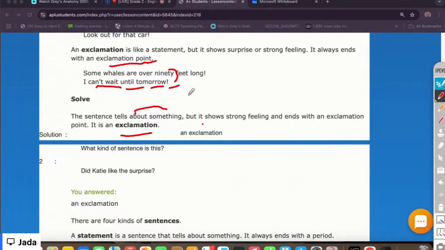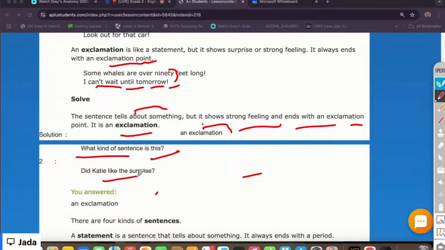The sentence tells about something. So the sentence is telling us about something, and that something is those boys are in trouble. But it shows a strong feeling and ends with an exclamation point. So maybe the person saying it is like, oh my god, those boys are in trouble. Maybe you don't feel comfortable, you are kind of tense to say that, oh, those boys are in trouble. That's showing a strong feeling. It's attached to a feeling when you make that sentence. So you end it with an exclamation. Okay? So, exclamation.